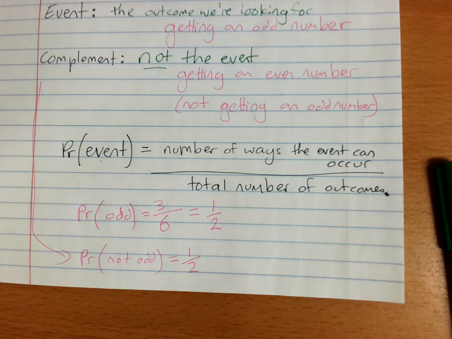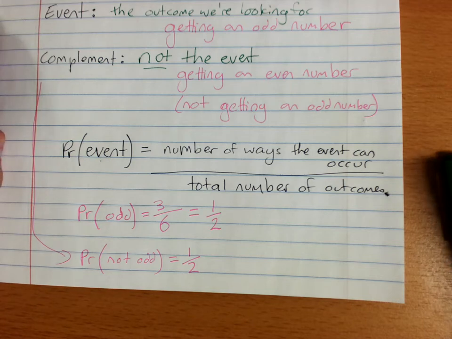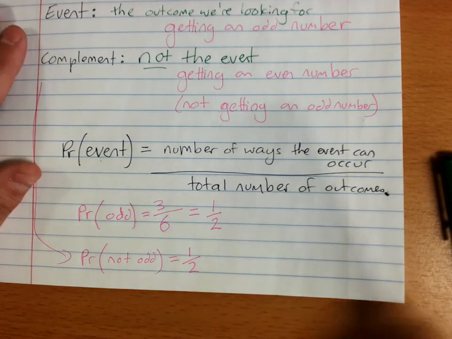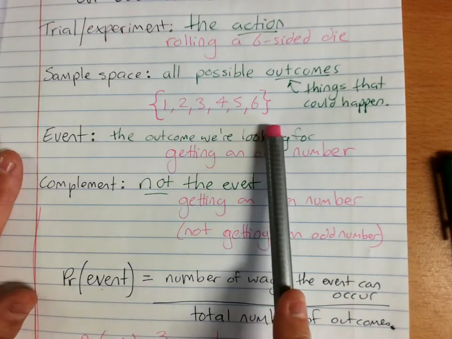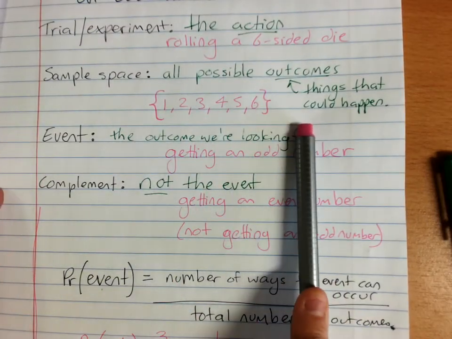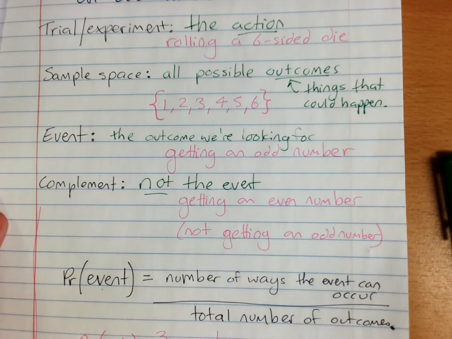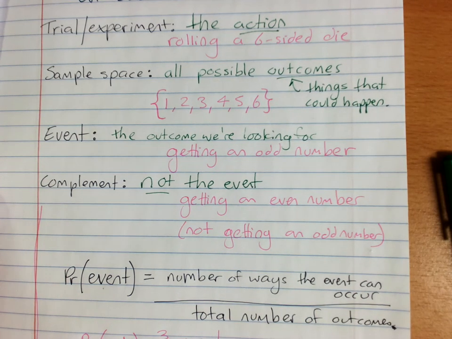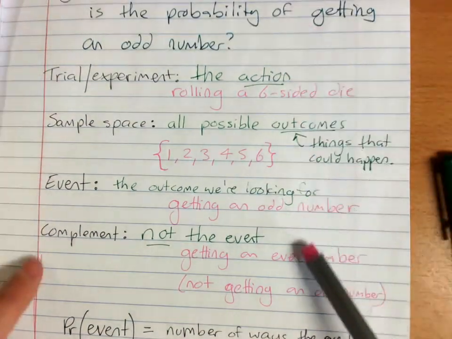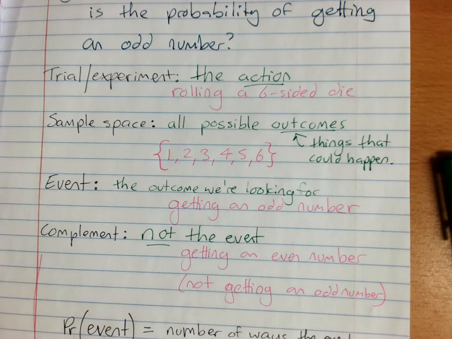If something's definitely going to happen, it's certain, it's got a probability of 1 or 100%. If it cannot possibly happen, so I'm rolling a die, what's the probability of getting a 10? 0. So the highest probability is 1, the lowest probability is 0, and these are all the words and things that I need to know.